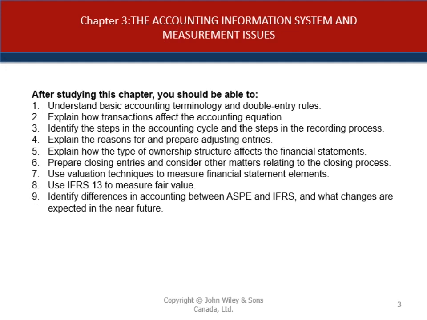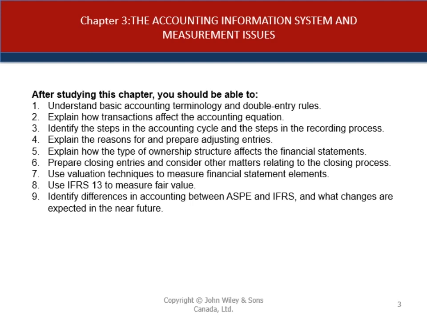The learning objectives from this chapter include: you need to understand basic accounting terminology and explain the double entry rules. You need to explain how transactions affect the accounting equation and identify the steps in the accounting cycle. And there's a list of them that we'll give you in a minute. Identify the steps in the recording process. We'll explain the reasons for particular adjusting entries and talk about how to prepare them.